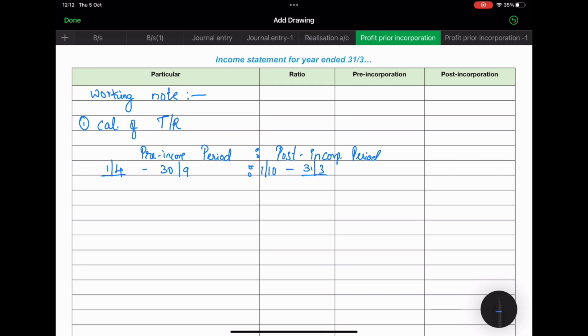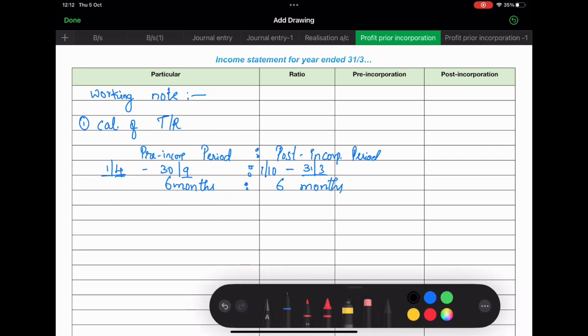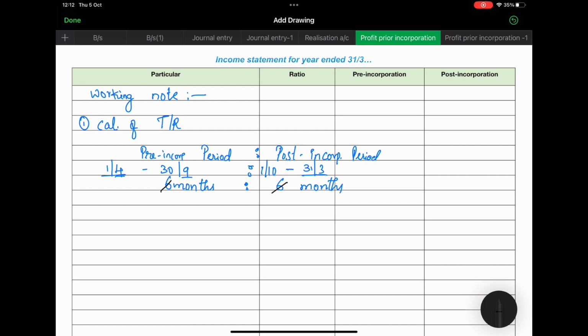Now how are we going to calculate? We calculate the months between April and September: April, May, June, July, August and September. We have 6 months. Here also 6 months. If you simplify it, it is a 1:1 ratio. So the time ratio is identified as 1:1.